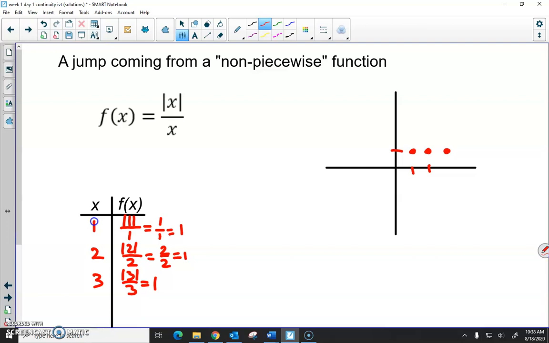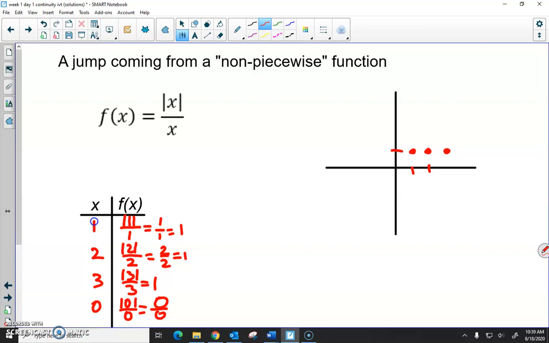But what if I chose 0? Well, now I have the absolute value of 0 over 0. And the absolute value of 0 is 0, but I now have 0 over 0. Well, that is an issue. What do we do? 0 over 0. Is that 0? Is that not possible? What is that? Well, in this case, it is something that is undefined. You can't divide by 0 even if the numerator is 0.